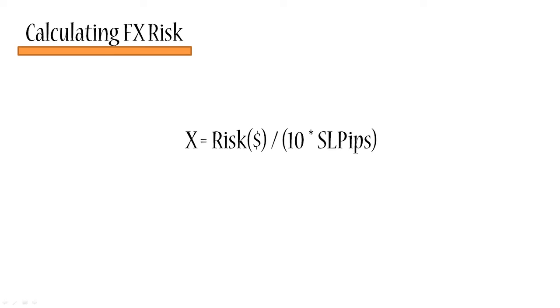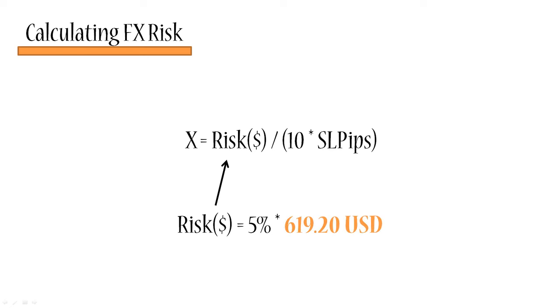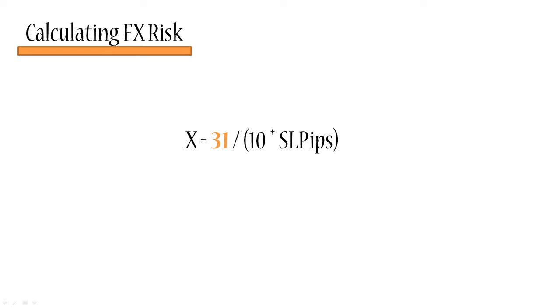Alright, so to get our lots, we have to take the risk in dollar terms and divide by 10 times the number of pips in our stop loss. Because this is quite a risky trade, we're trying to break the 0.80 level, I would rather go a bit more conservative here, and that's why we're going to take about 5% of our balance as opposed to the 10% that we sometimes take. 5% of 619.20 US dollars is 31 US dollars. Let's plug that into the formula. The last thing we have left to do is type in our stop loss in pips, which is 195 pips. So let's calculate all of this.